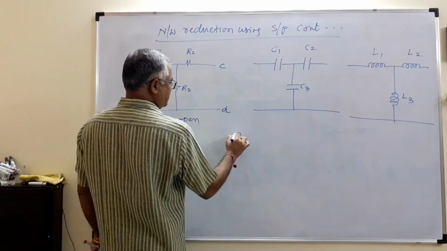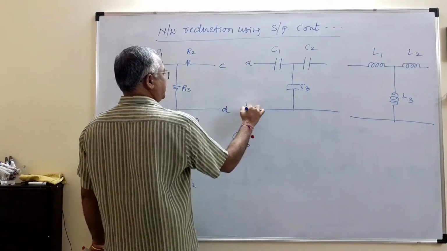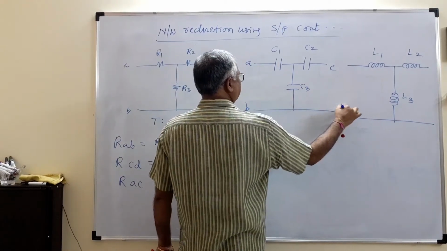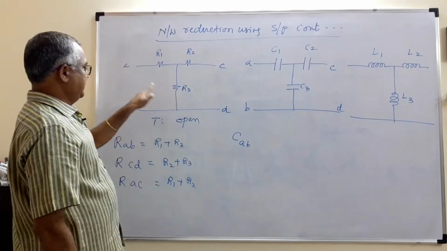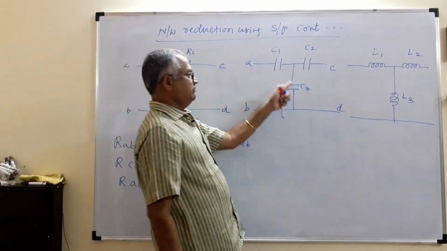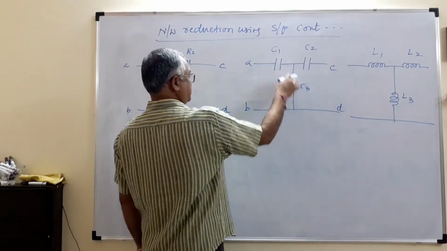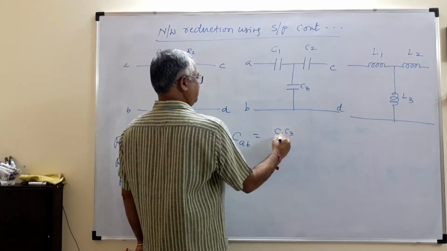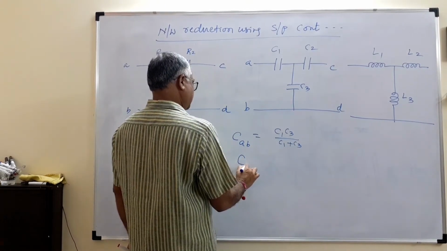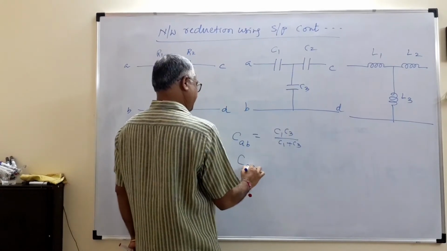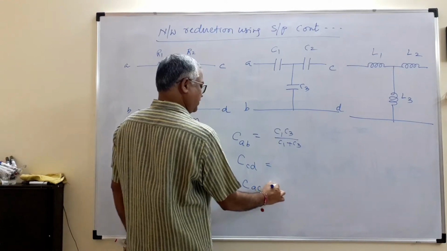Like that, we can find the equivalent capacitance across AB, again with CD. So what is CAB? Here R1 and R3 are in series, and here also C1 and C3 are in series. So CAB is C1 C3 by C1 plus C3. Like that, we can find the capacitance across CD, and the capacitance across AC also.